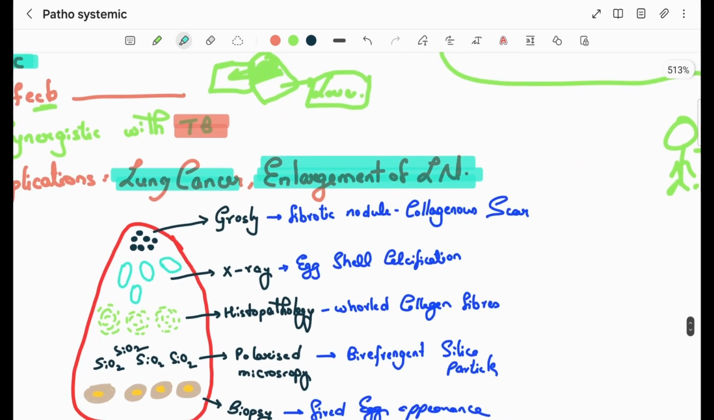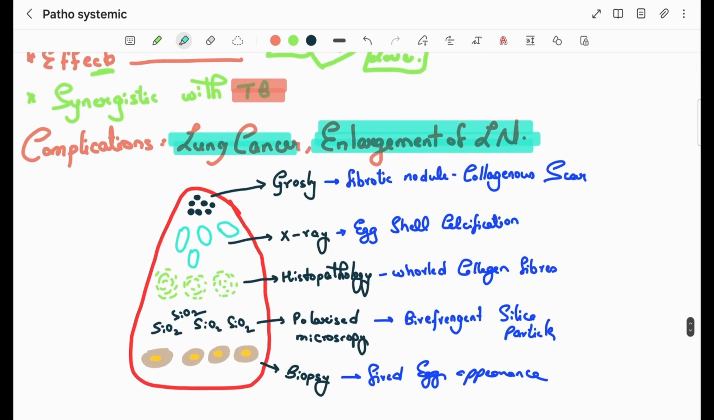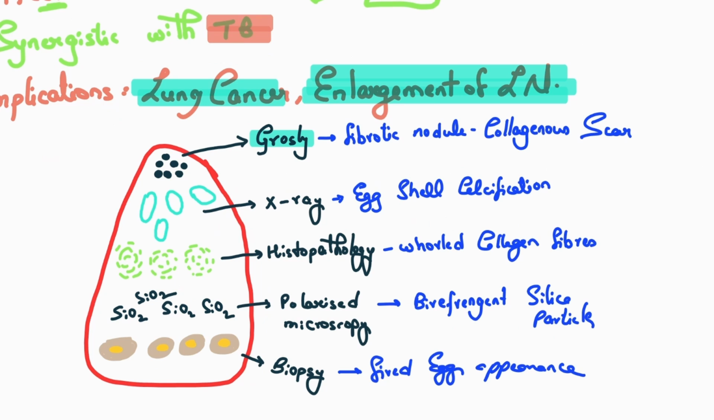Let me zoom this out. This is the lung and these are the structures that you are going to see in different types of identifications. First one is grossly. In gross, we can see fibrotic nodules and collagenous scar. Like if it is a lung, we can see scars and collagen nodules grossly.